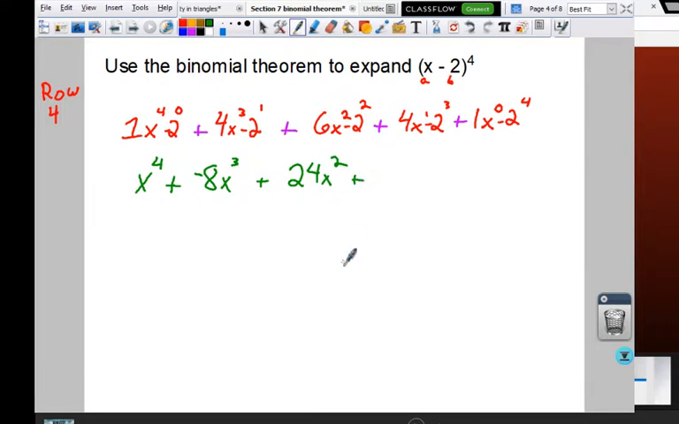Okay, I'm going to keep going. Plus, I have 4x, right? Because there's x to the 1. Does that 1 really matter for this exponent? No. So I have 4x times negative 2 to the 3rd. What's negative 2 to the 3rd power? Negative 8. Oh yeah. Negative 2 to the 3rd is negative 8. So what's 4x times negative 8? Negative 32x.